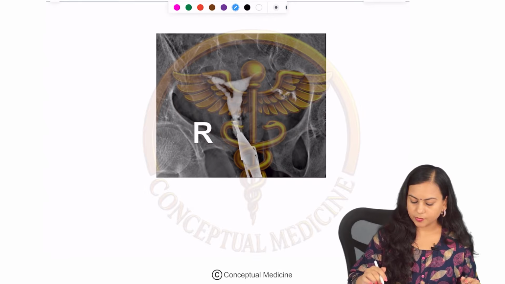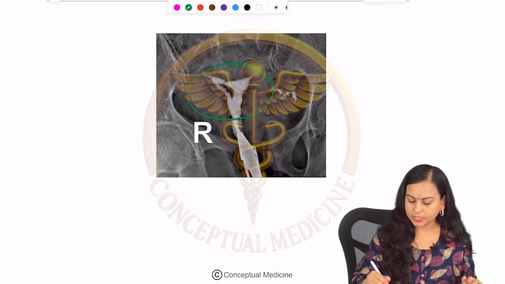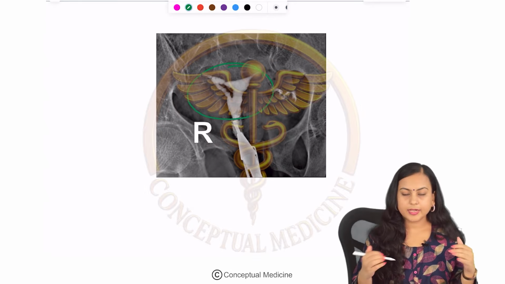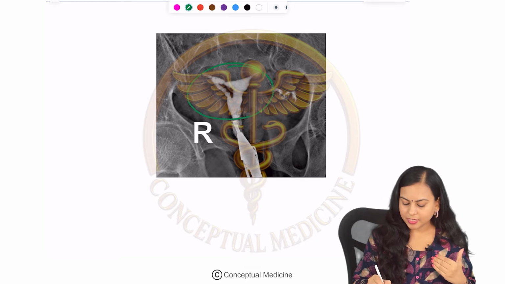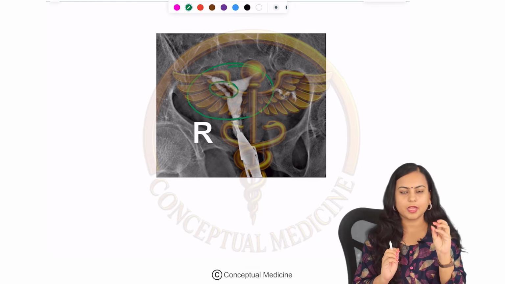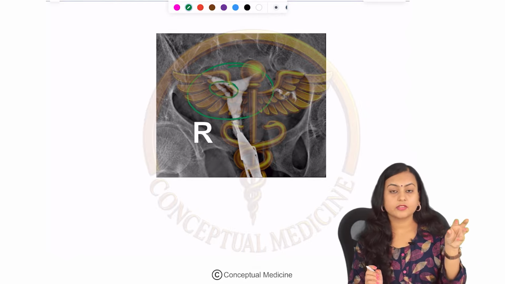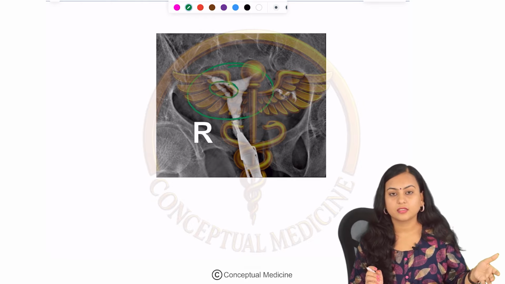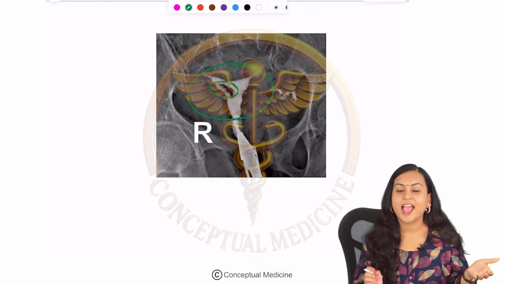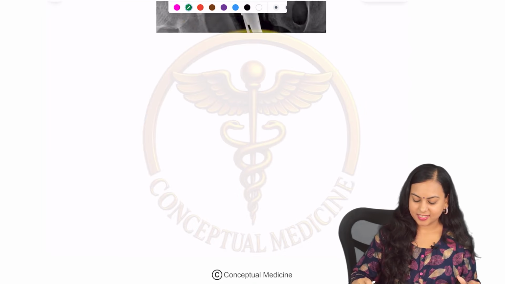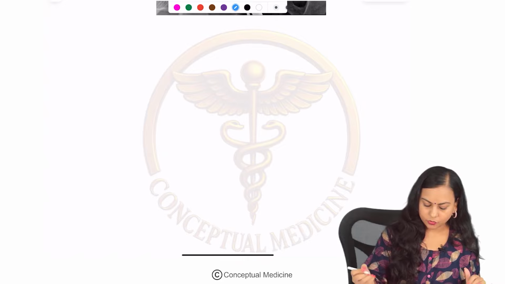Coming to this HSG picture. So what do you see here? See, we are giving the dye, but there is a defect only in some area inside the cavity. It is not getting filled properly. So what do you think? Yes, it is going to be Asherman syndrome, right? Yes. So it is going to be Asherman syndrome.